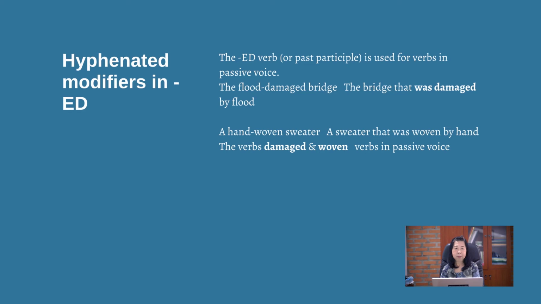The -ed verb, or the past participle, is used for verbs in passive voice. The flood-damaged bridge is the bridge that was damaged by flood. A hand-woven sweater is a sweater that was woven by hand. You see, the verbs damaged and woven are all verbs in passive voice.